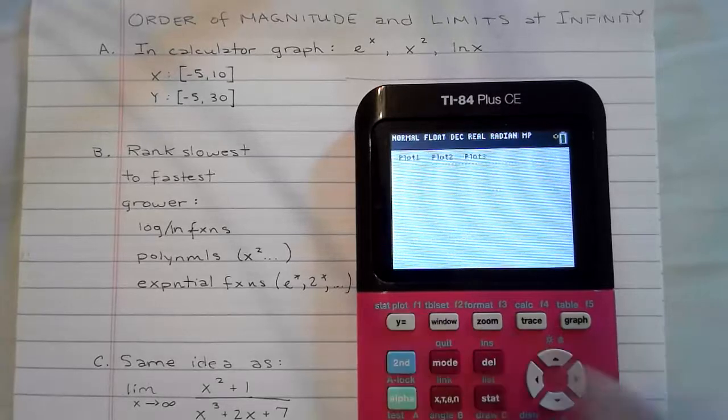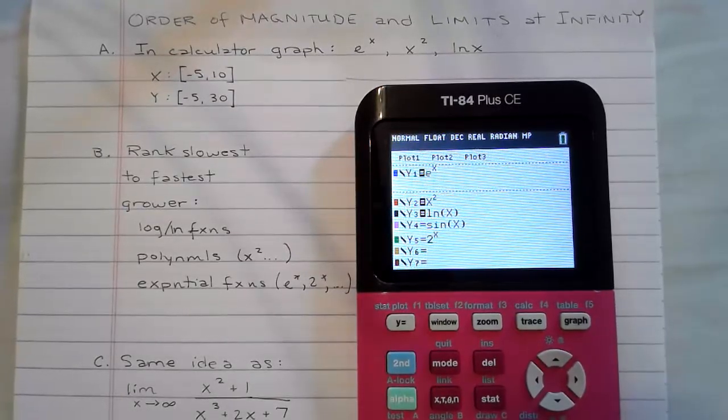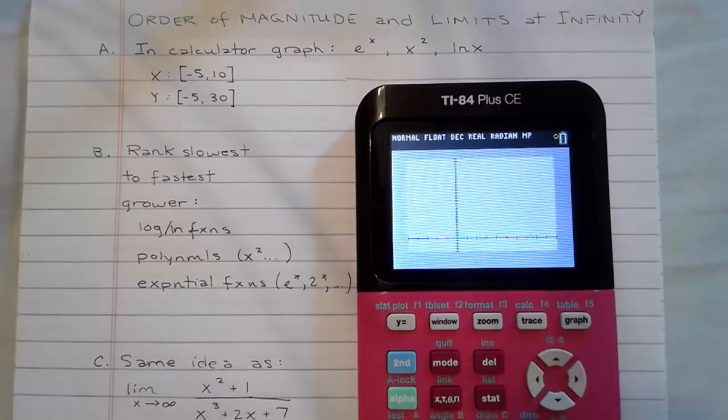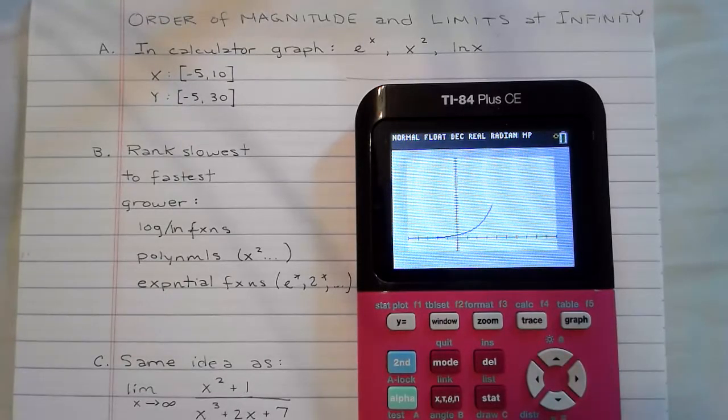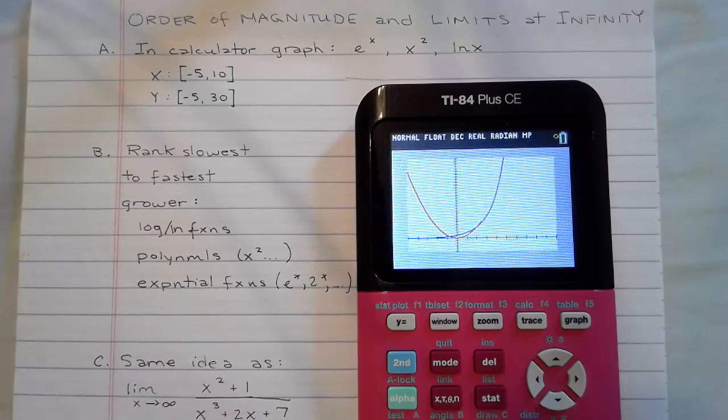As a matter of fact, if I go in here and I change this out for a 2, and let's graph this again. There's our 2 to the x function. It doesn't look a whole lot different than e to the x, a little less steep because 2 is less than e.